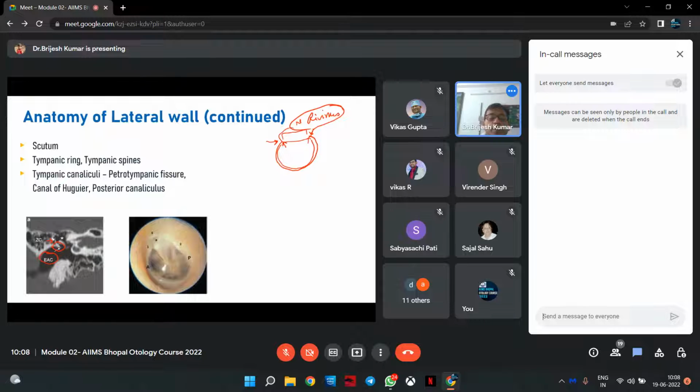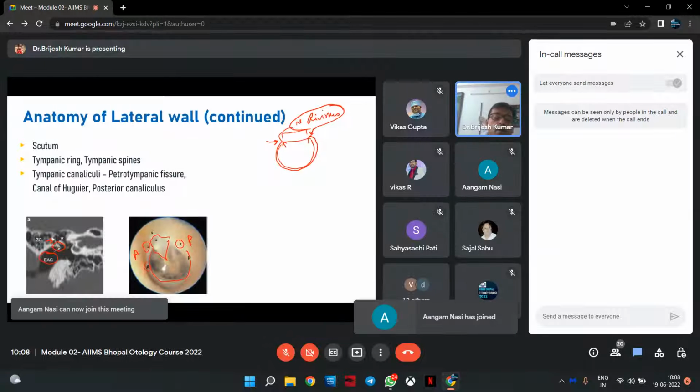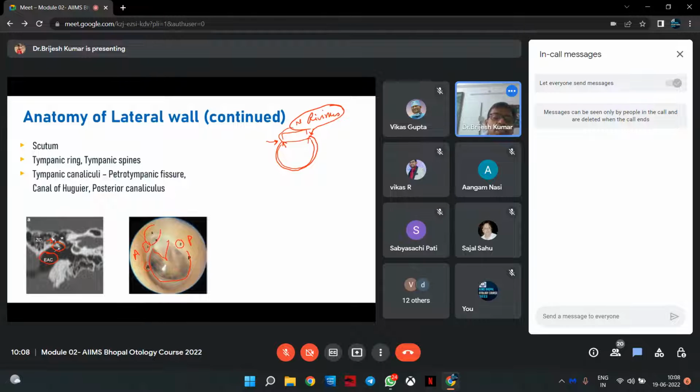membrane. So this is the endoscopic view of the lateral wall, where you can see the annulus here of the tympanic membrane. These two structures are the anterior and posterior tympanic spine, and that is the notch of Rivinus where the pars flaccida is attached, and this projected part, what is shown here with S, that is the scutum.